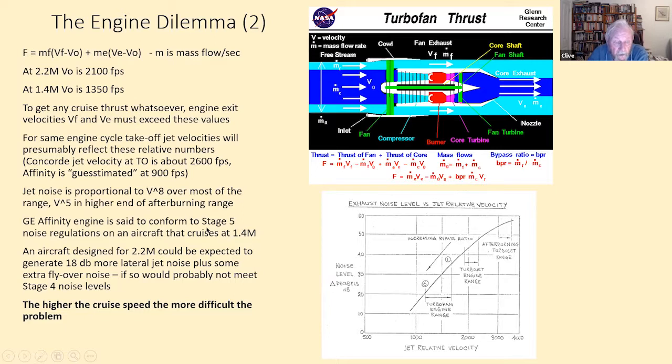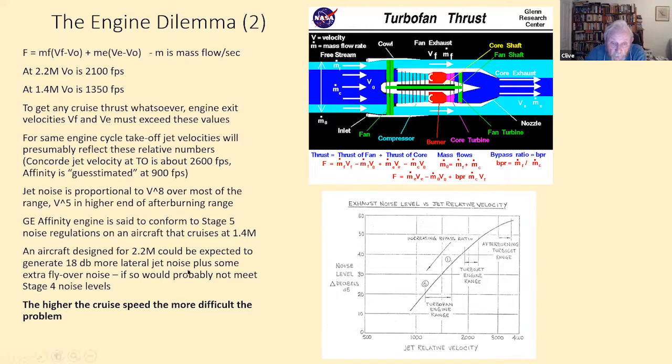But if you're going to fly at 2.2 Mach number, then you'll have to increase the jet velocity by 40% or something. Now, if that does apply for takeoff, and I don't know whether they've got some technology that will do it, then if it does apply, then you're going to have considerably more noise out of an engine designed for Mach 2.2 than you are for one designed for Mach 1.4.